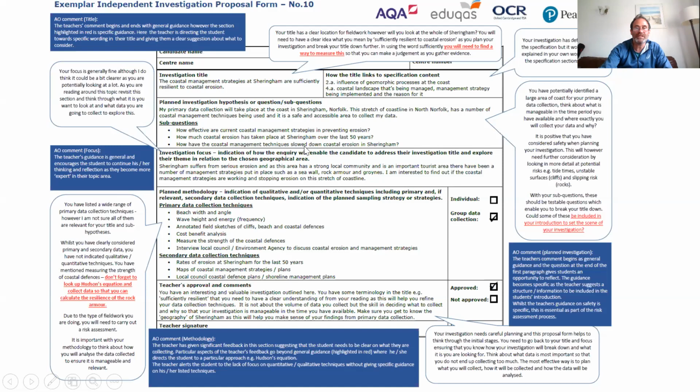How have the coastal management techniques slowed down coastal erosion? I suppose again, maybe a little bit of overlap with this one here, but it does seem sufficiently different to the question. And again, you can see there's the rationale, there's some very specific techniques, and you can see some commentary, it's been approved and so forth. Again, have a read of these notes here.